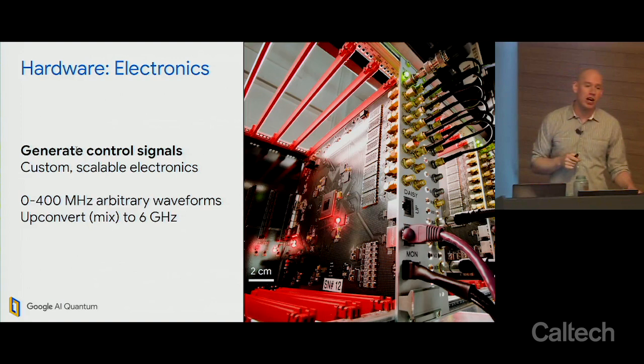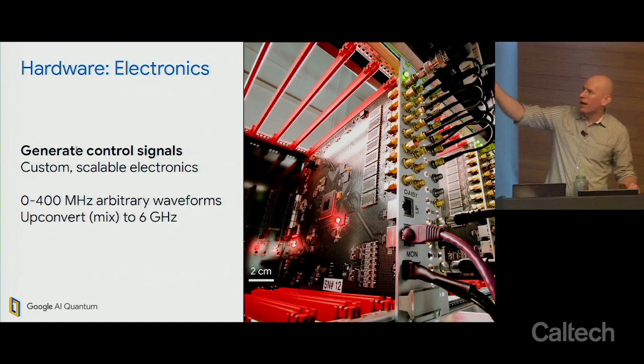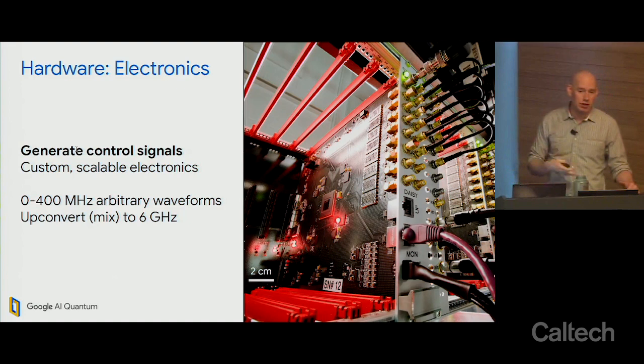We use electronics to generate the control signals that control and measure our qubits. And we use custom, scalable electronics. This is a nice fancy photograph where we can see what's actually on this board. There's a field programmable gate array here. It's kind of in charge of this board. And there are 8 digital to analog converters around it that create 8 outputs. These are arbitrary waveforms with frequencies from 0 to 400 megahertz, and we can also upconvert them with mixers to microwave frequencies, and that's what we use for readout and for controlling our qubits. It's very important that this is scalable and low noise.